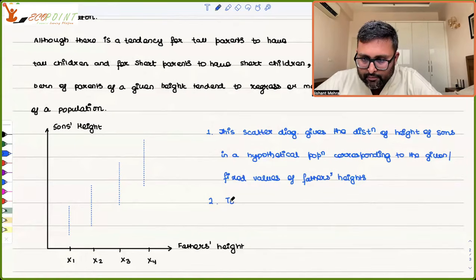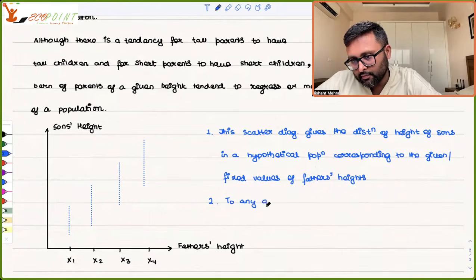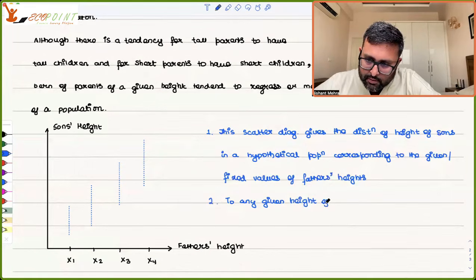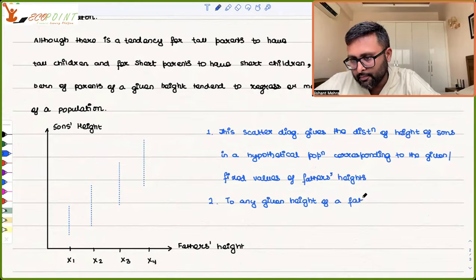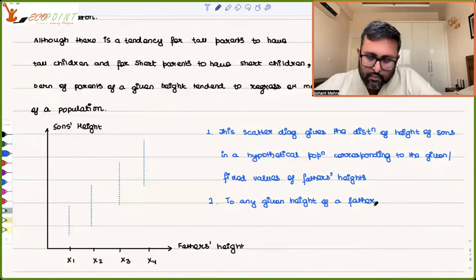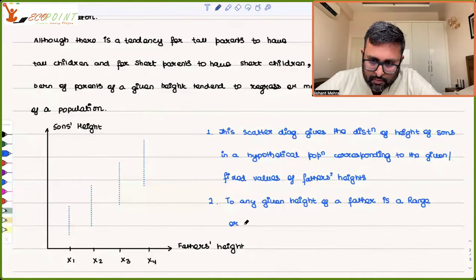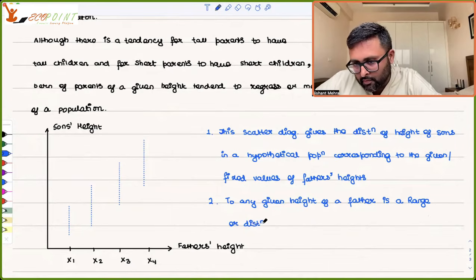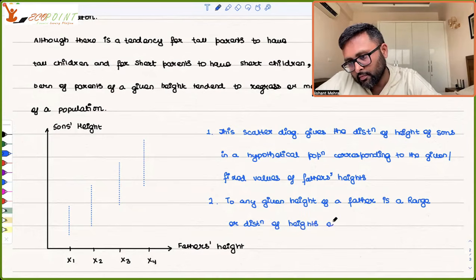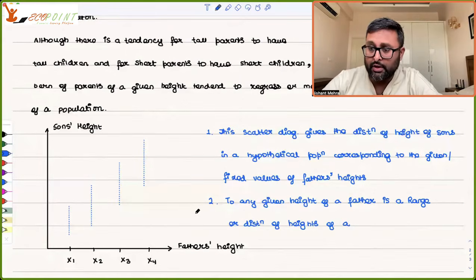To any given height of a father, there is a range or distribution of heights of sons.